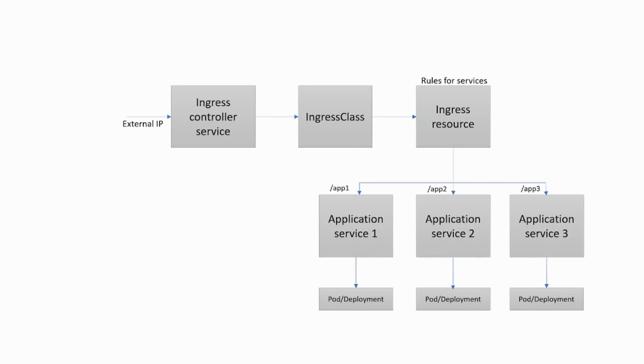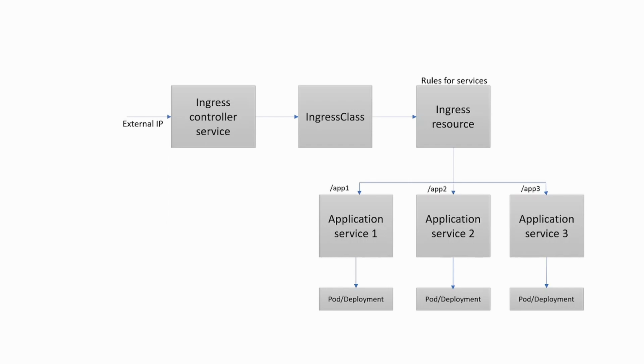Then it will be pointing to an Ingress class. An Ingress class is a connection point between the Ingress controller and the Ingress resource. The purpose of this is to avoid conflict between different Ingress controllers that can be deployed in the cluster. Then the Ingress resource contains the rules that are required to map the input request to different application services in the cluster.